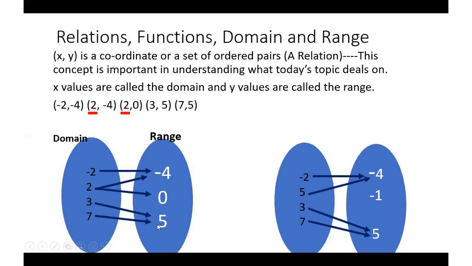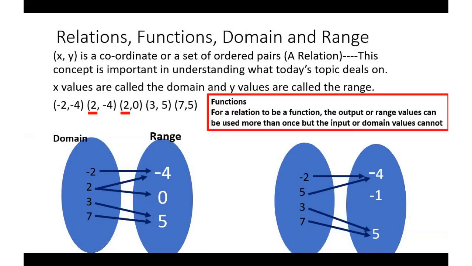Now there's a concept we need to talk about, which is the functions. Now if you look at the functions, for a relation to be a function, the output or range values can be used more than once. So we can have two 5s like we have there for the range. And you can see that from the mapping diagram.